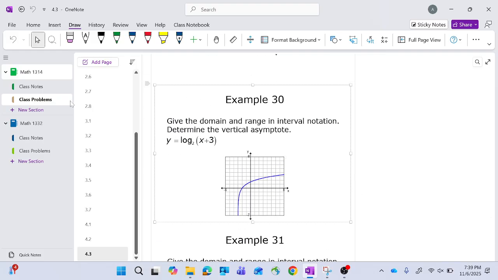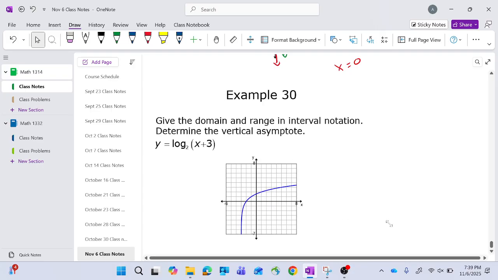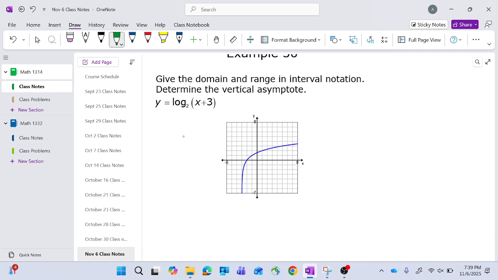So this one, we're not graphing it. They graphed it for us. All we're going to do is just figure out its domain, range, and its asymptote. In this case, my asymptote is pretty easy to find. It's in there, so it's x equals -3. That's my asymptote. So I should write it over here. Vertical asymptote. That's x equals -3.